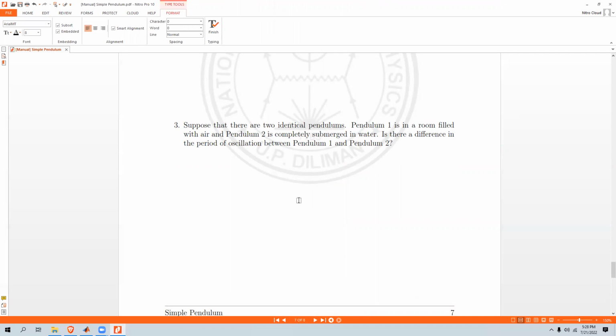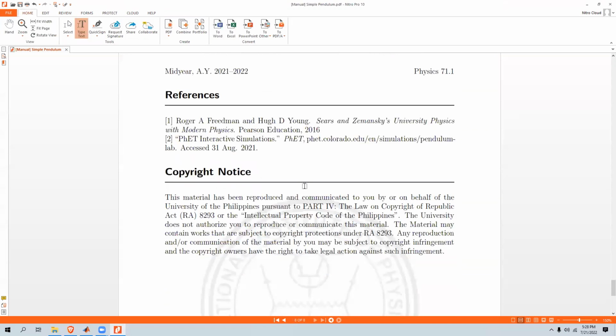So to answer this question, a hint that I can give you is what happens if there are additional forces acting on the pendulum. So what forces are different if the pendulum is in air or water? So that is a hint for question 3. So this concludes our manual.